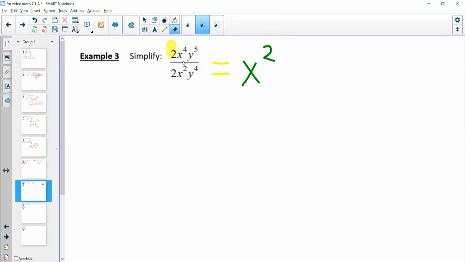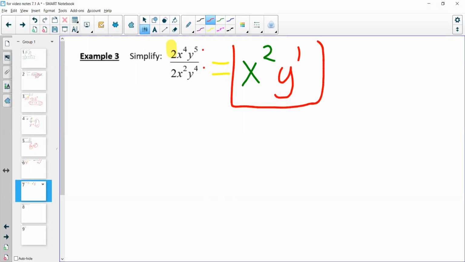Let's clean that up a little bit. Then I do the same thing for the y variables, and I end up with y to the 1 because exponent 5 minus exponent 4 is 1. So I subtract the exponents, and that is my answer.